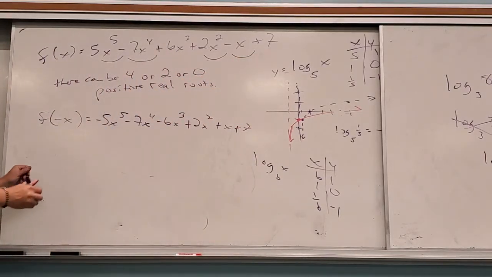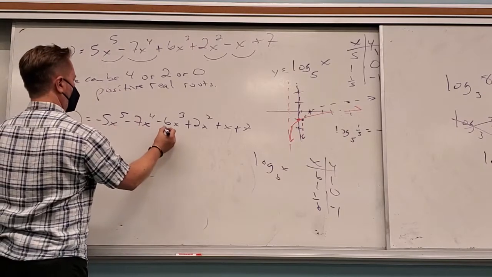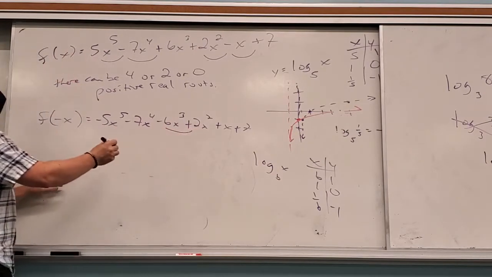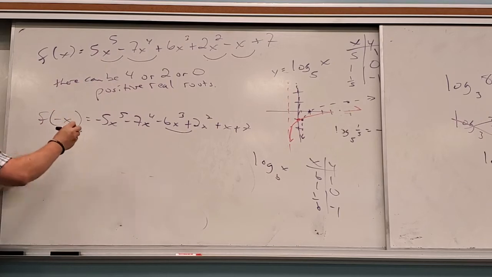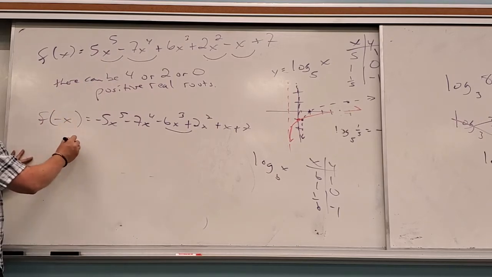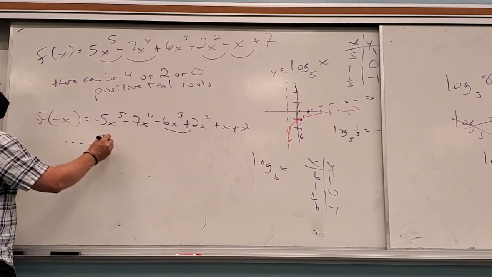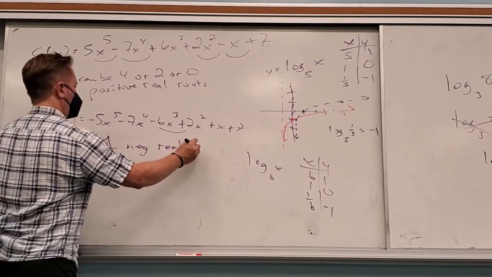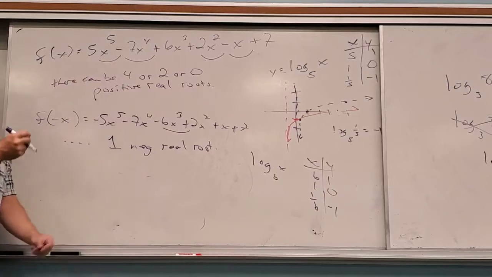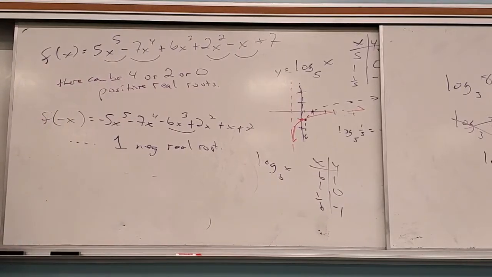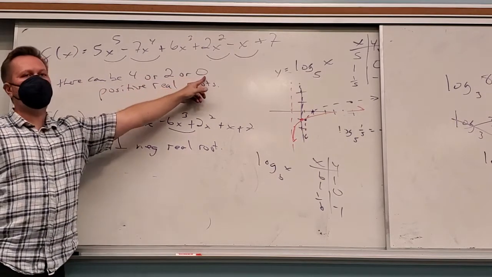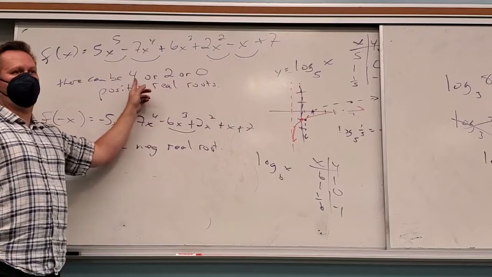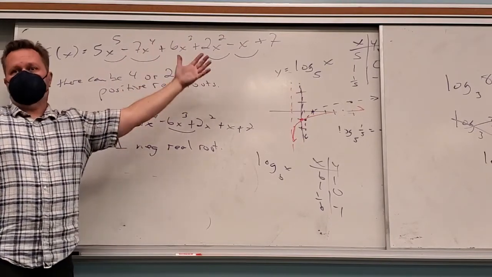So how many sign changes are there here? 1. So what does that mean? There can be only 1 negative real root. In fact, we know there's 1. There's 1 negative real root. So if I make my list, I'm going to try the negatives, because look, the positives, there could be none of them that work. Now, to be honest, I might use the positives because there's a chance that 4 of them work.